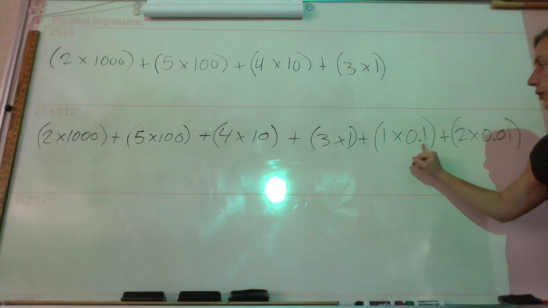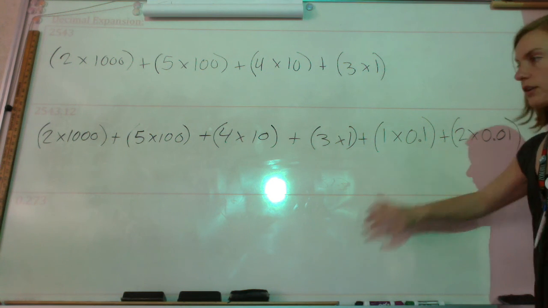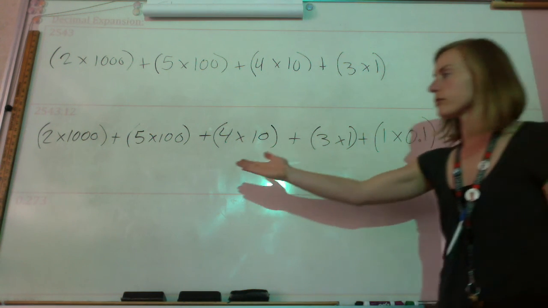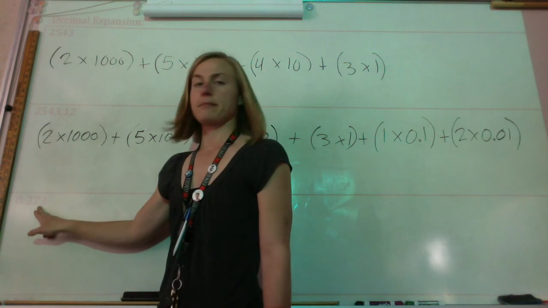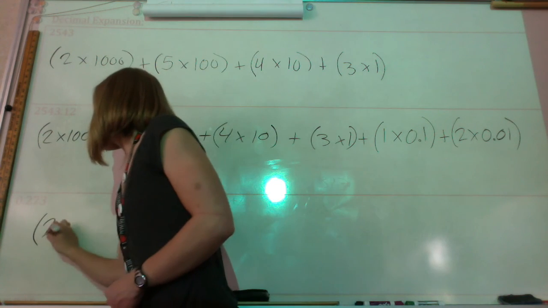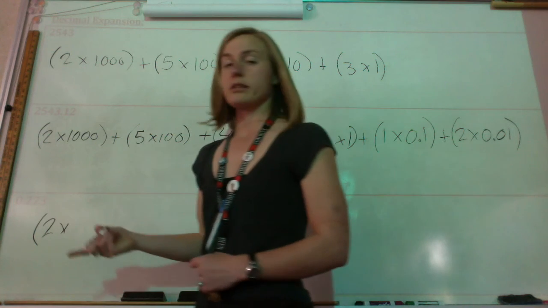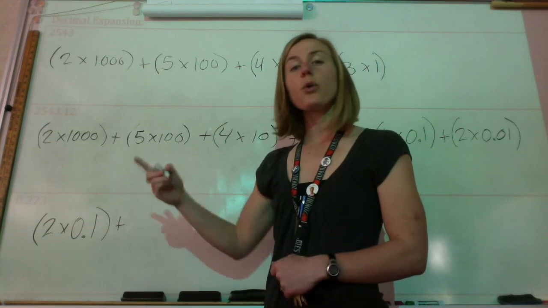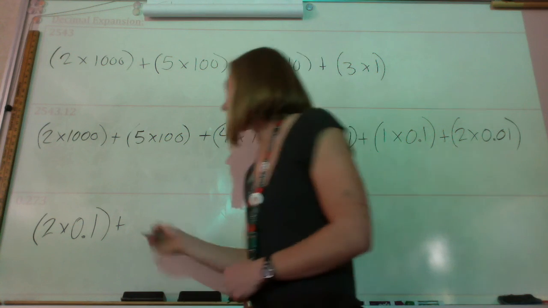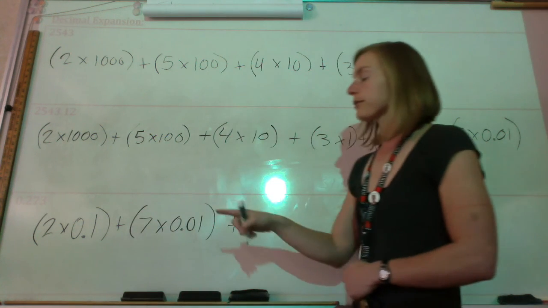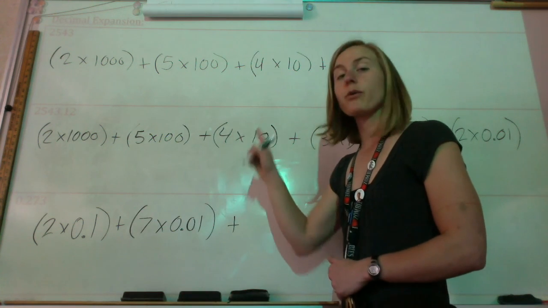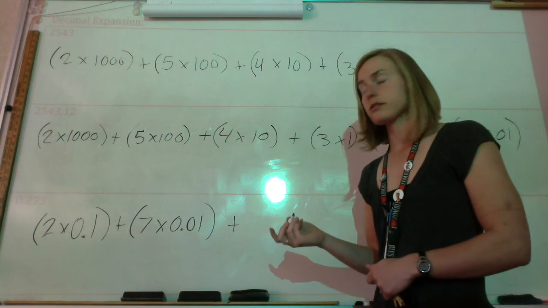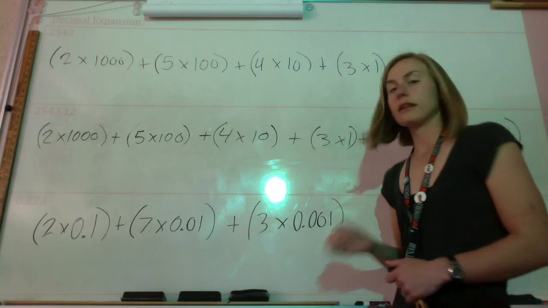It's just you're showing where that decimal place is. So now what if I just had a decimal, 0.273? It's the exact same thing. That 2 is in the 0.1 spot or the 10th spot. That 7 is in the 0.01 spot or the 100th spot. And that 3 is in the 0.001 spot or the thousandth spot. And that's all you need to do.